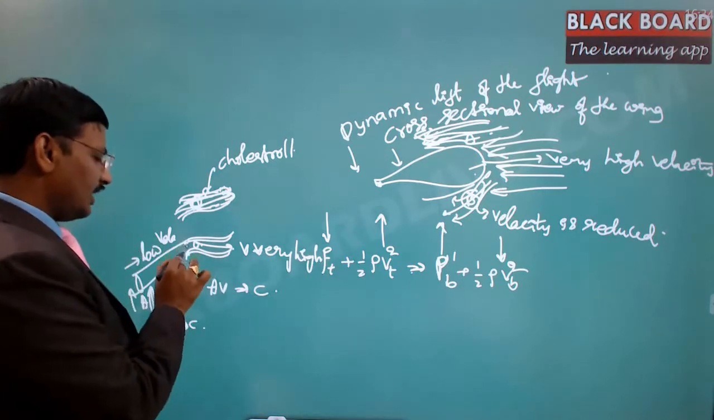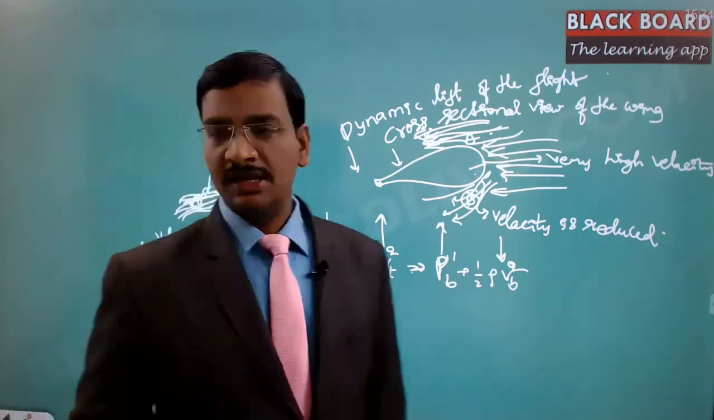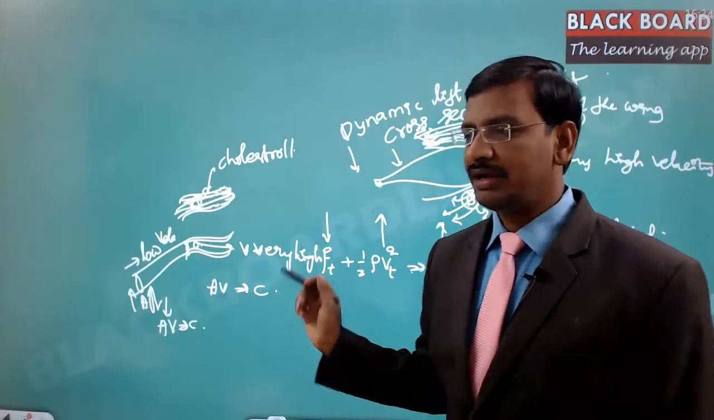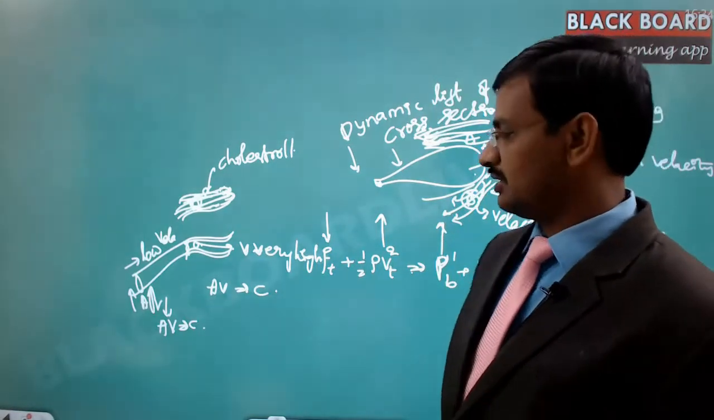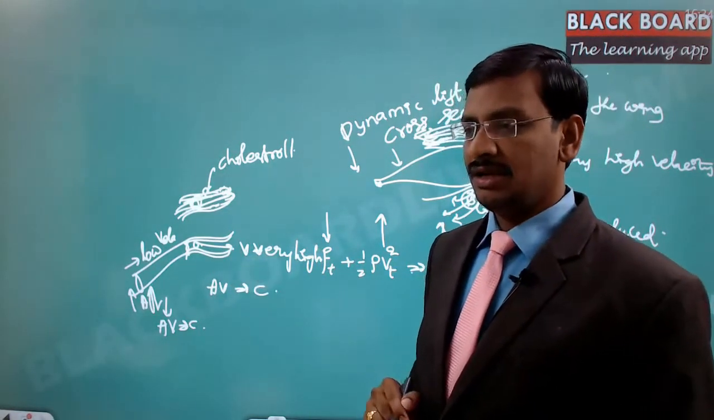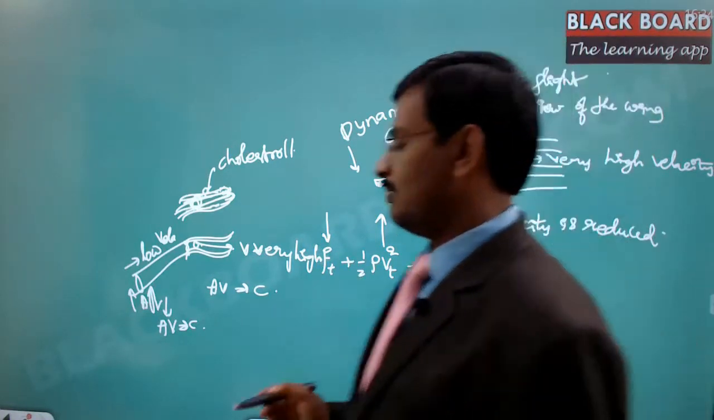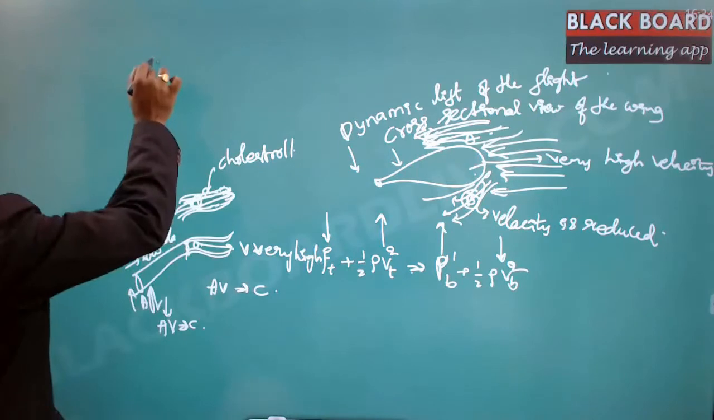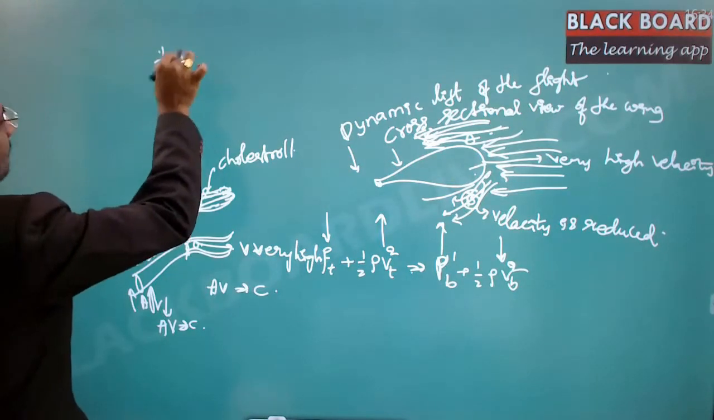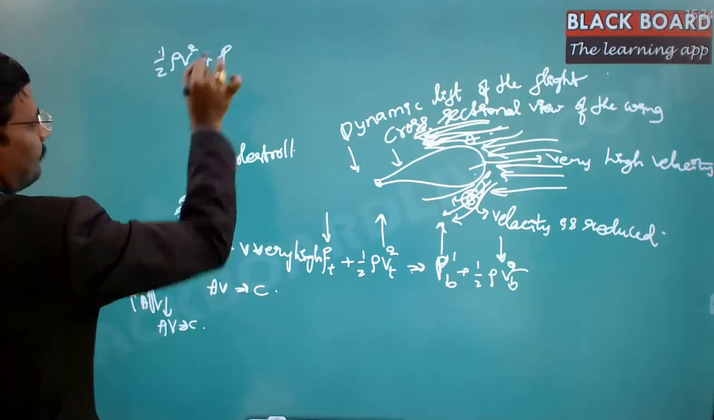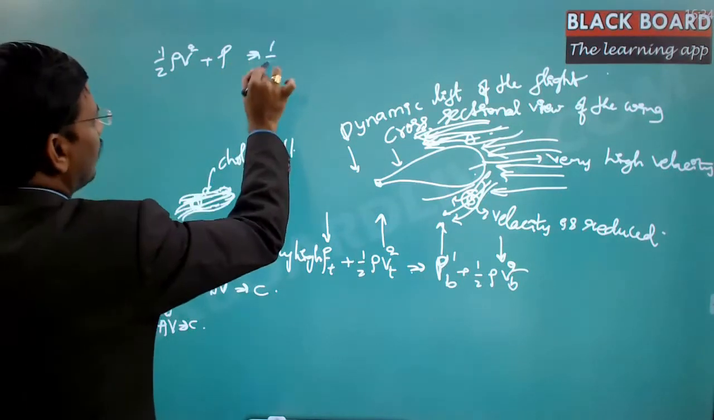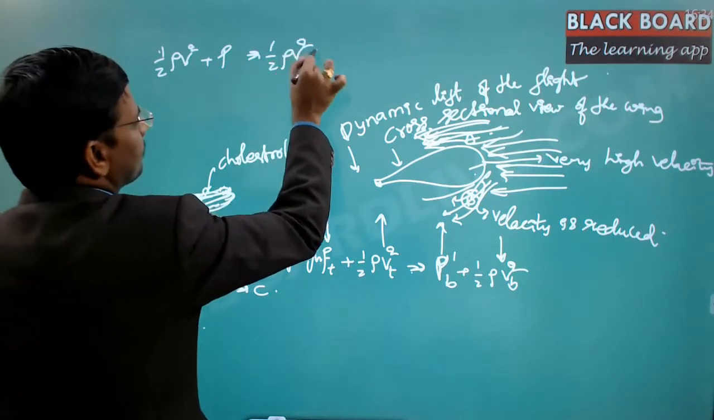Because the area of cross section is less, the product of AV should be maintained constant because of the continuity equation. So the velocity is increased. Now, as per Bernoulli's principle, if you come back, this is half rho V square plus pressure is equal to half rho V square plus the pressure.